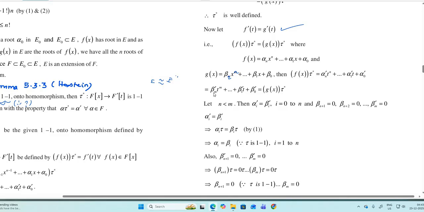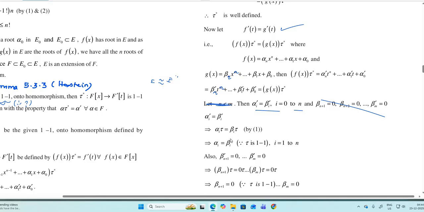So this becomes beta n prime t power n and so on up to beta naught prime, which is the image of g of x under tau star. Now we have taken both of them to be of the same degree. So equating the coefficients of like powers, automatically you will get this. But this one, alpha I prime, beta I prime, is nothing but the image of alpha I under tau, and this is the image of beta I under tau.